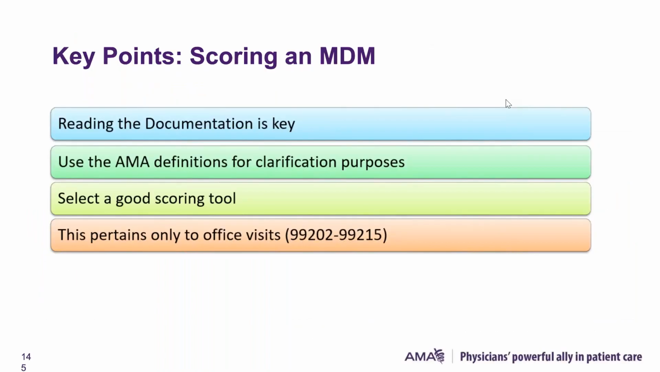Today we did review on your documentation. The key points to score an MDM again are to review your documentation, use the AMA definitions for clarification purposes, select a good scoring tool, and remember that it only pertains to office visits, your 99202 to your 99215 codes. If for some reason you did not finish watching the lectures, please make sure you do that.